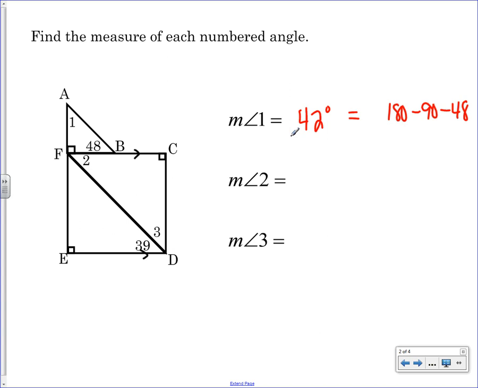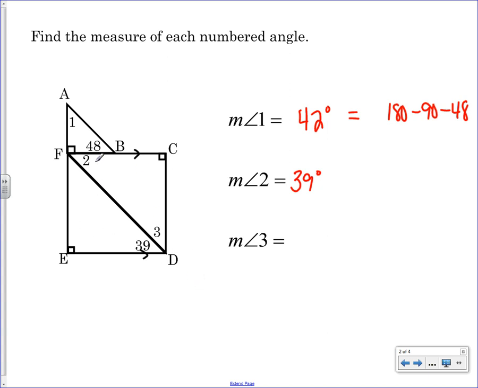Okay. Angle 2, anybody think you got that one? Good, it should be 39 degrees. There's a couple ways you can do that. Does everybody understand that line segment FC and line segment DE are parallel lines? Does everybody see these little arrows here, right? So these are 2 parallel lines cut by a transversal.